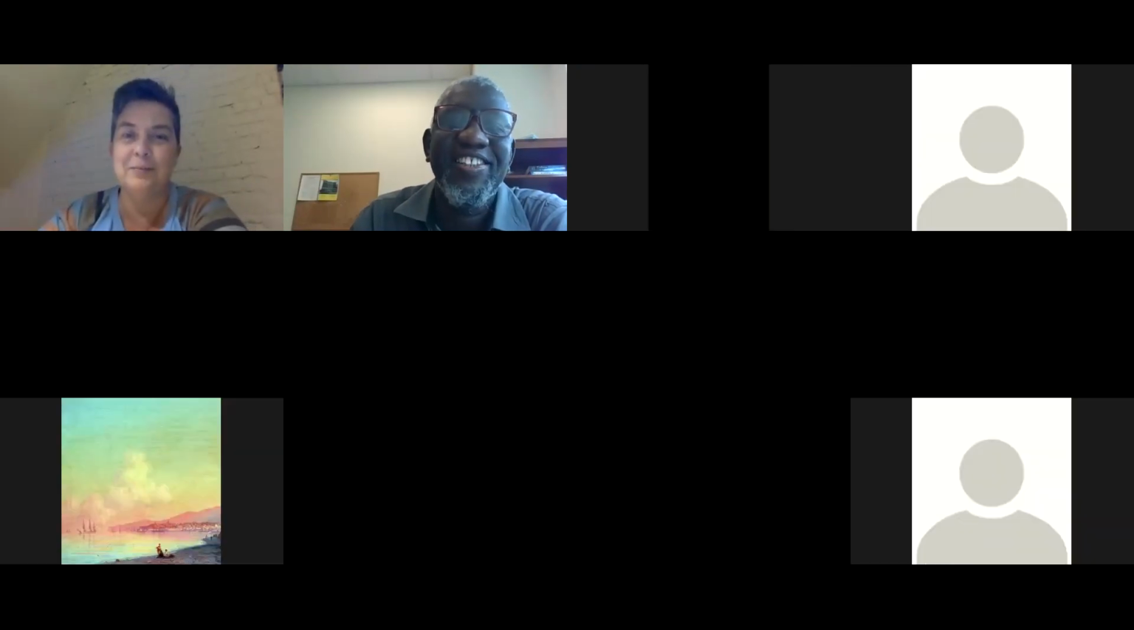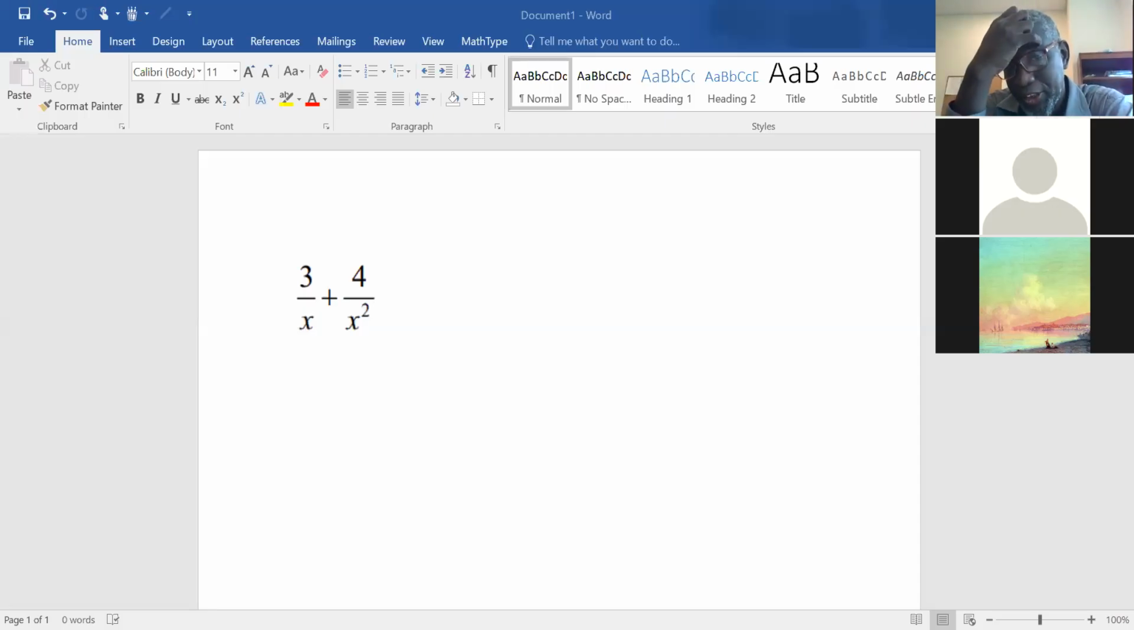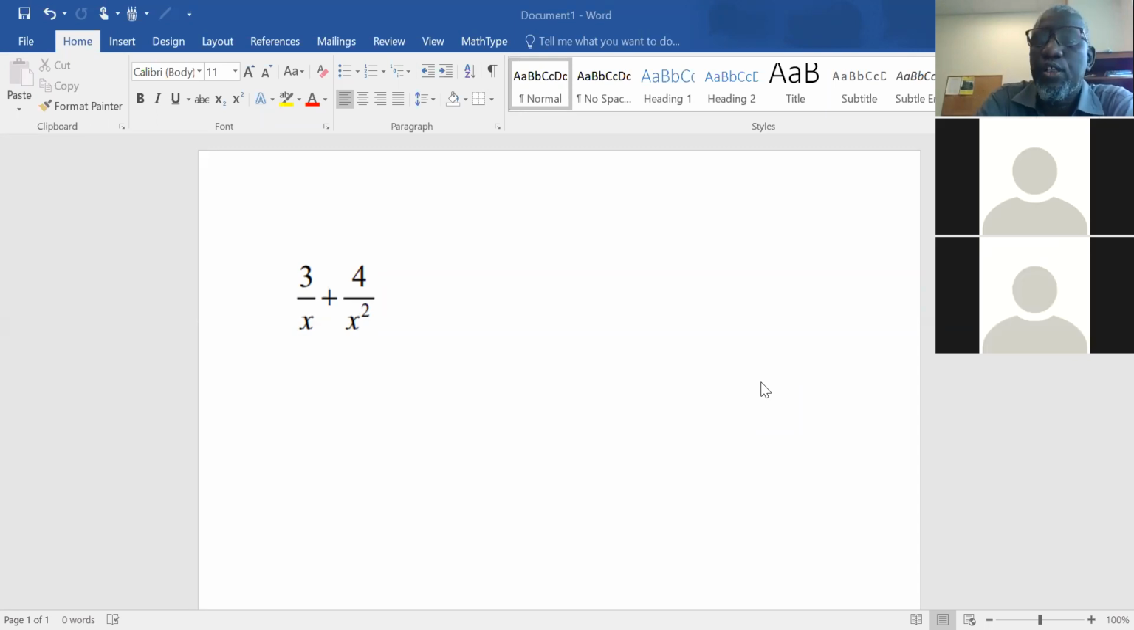So I have 3 over x. You don't see what I'm writing because I'm not sharing my screen yet. Okay, now it does work. So when you have 3 over x plus 4 over x squared, do we have the same denominator? The answer obviously is no, we don't have the same denominator.